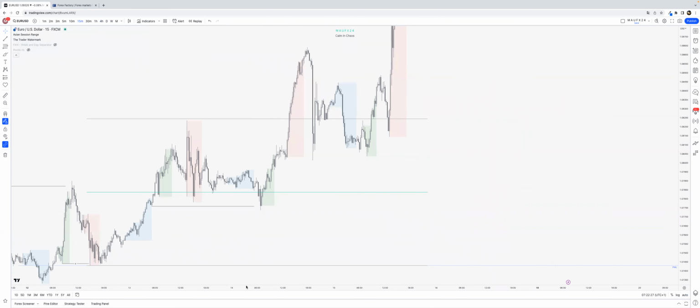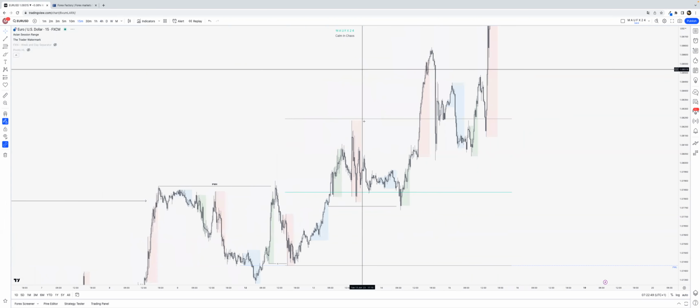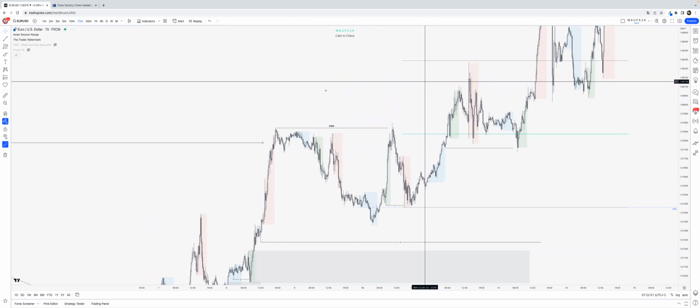So there was actually a buy trade, but it was purely liquidity based. And I prefer to do these trades purely liquidity based only when we are below old lows, or above old highs.